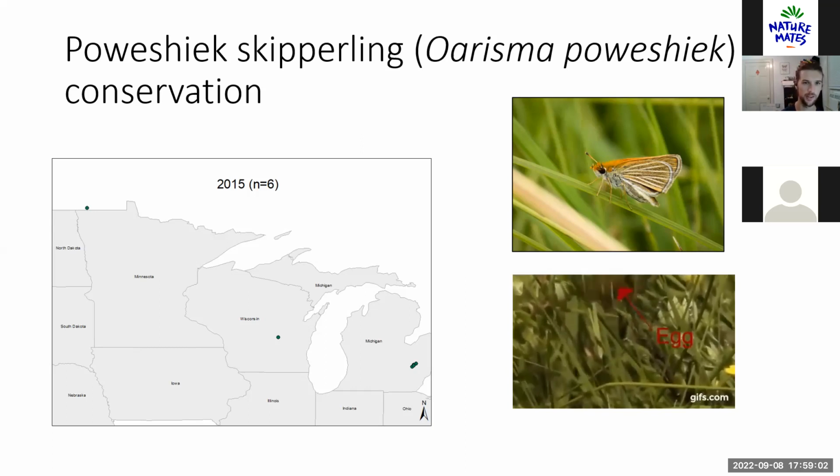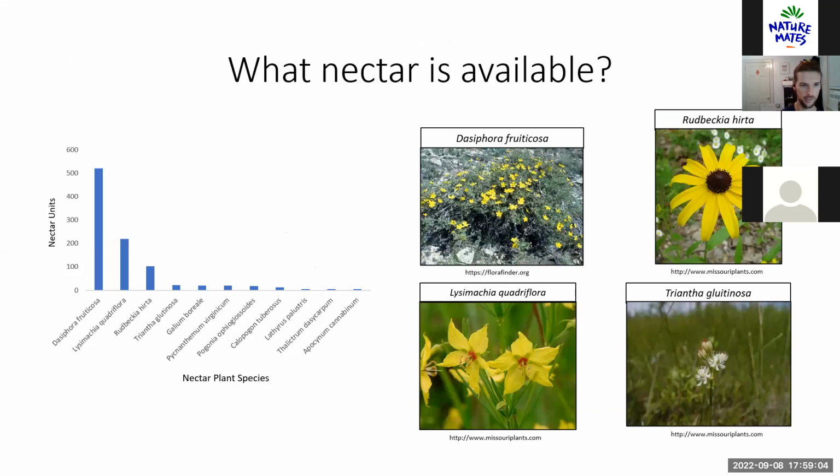Some of what we found about what nectar is available is that Dasiphora fruticosa, this scrubby cinquefoil, and Rudbeckia hirta were some of the most abundant nectar sources, and they also just nectared on those. So in a lot of ways, it was a nectar generalist.